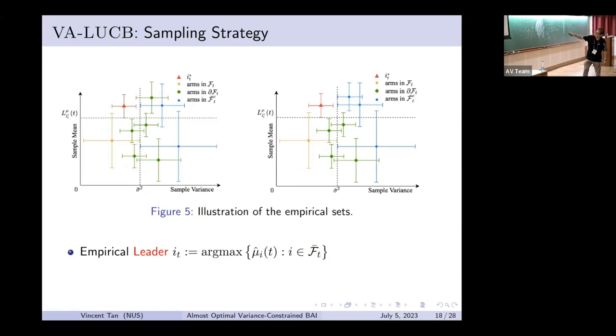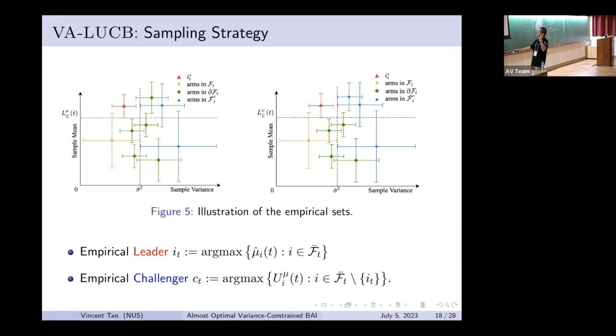So if I look at the left-hand side figure, who is the empirical leader? The empirical leader is going to be chosen from the green, orange, and red sets. And who has the highest empirical mean? This green guy. It is possibly feasible, and he has the highest empirical mean. Now, according to the LUCB principle, we are also going to choose something called the empirical challenger. For the challenger, you take away the empirical leader, and you choose the arm that has the highest upper confidence bound on the mean. Who is this guy here? On the left-hand side, it will be the red guy here. So that is one element of the algorithm shown pictorially.